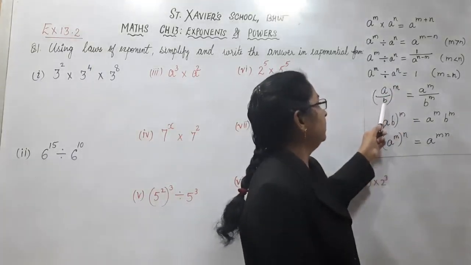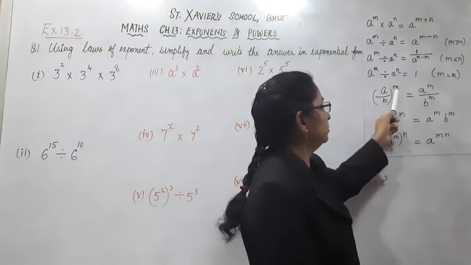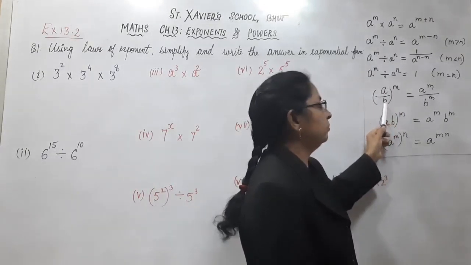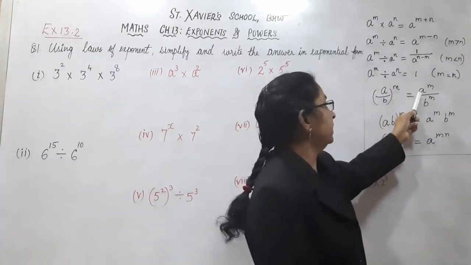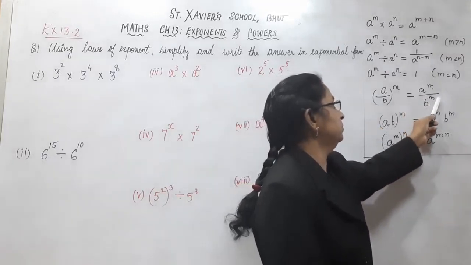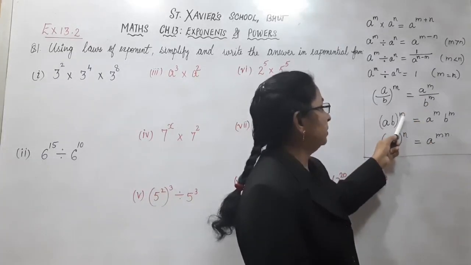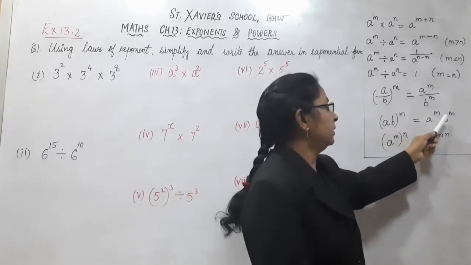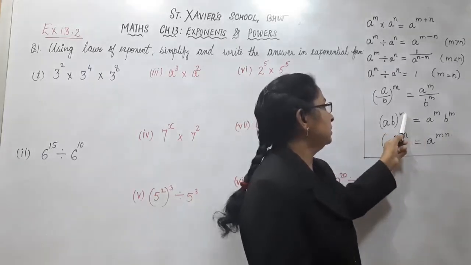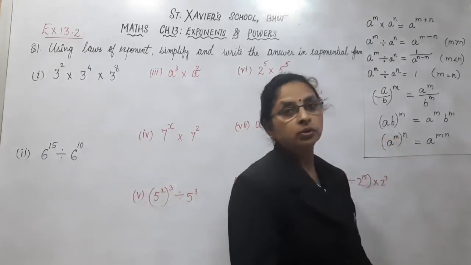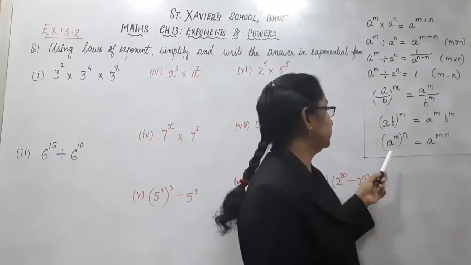(a upon b) all raised to m is equal to, the power will be distributed to both the integers. That is a raised to m upon b raised to m. (ab) all raised to m is equal to a raised to m and b raised to m. Here also the power is distributed to both the integers.